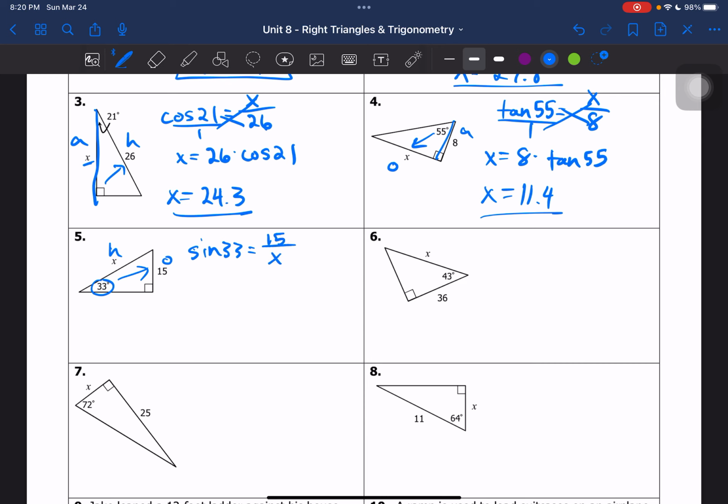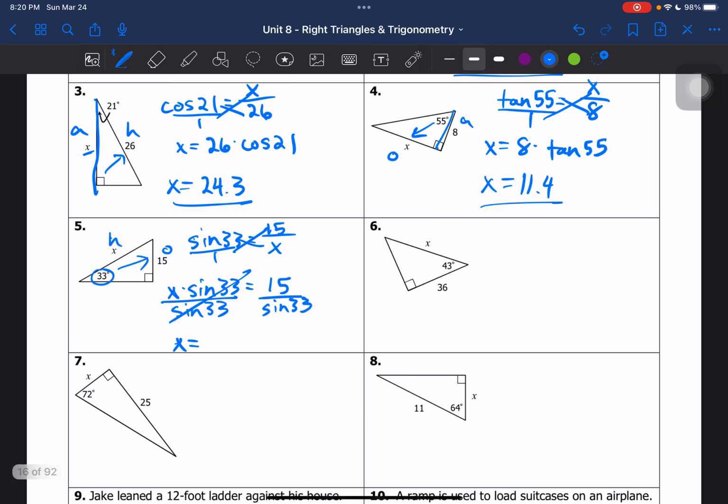So I'm just going to put x, and then I'm still going to use a proportion to solve this by cross multiplying. So what I end up doing is taking x times sine of 33. X times sine of 33 equals, and then on the other side I have 15 times 1, which is just 15. And now to get x by itself, I need to divide so that I can cancel this out. So I can divide by sine of 33 on both sides. And then I can just go to my calculator. So type in 15 divided by sine of 33, and I can round that up to 27.5.